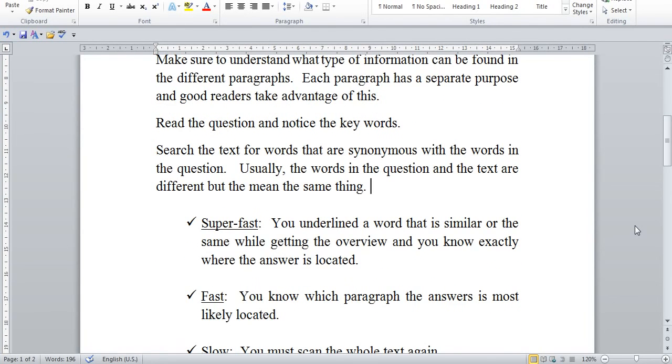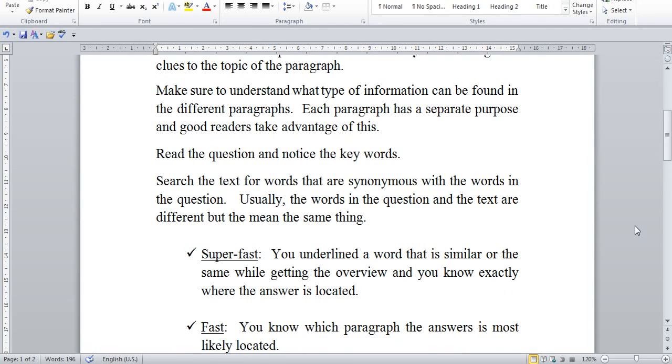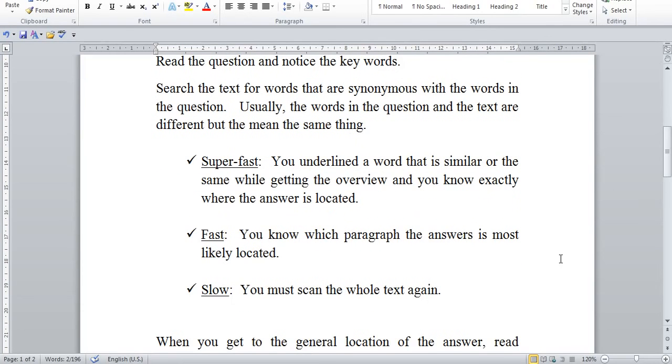Make sure to understand what type of information can be found in the paragraphs. This is critical. They are different paragraphs, and you need to know how they are different. Just generally speaking, read questions and notice keywords. Search the text for words that are basically the same. Remember, limbs means arms or legs, so they are synonyms. They both mean the same thing. IELTS will often use different words that have the same meaning. This is how they're testing your vocabulary and your ability to scan and find answers, okay?